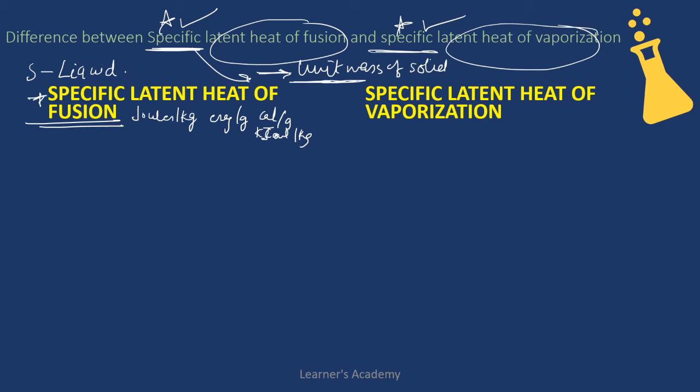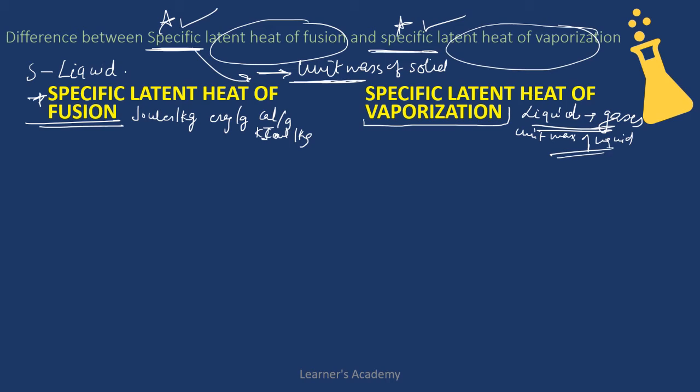And what is the specific latent heat of vaporization? The amount of heat energy absorbed at constant temperature by unit mass of a liquid to convert into gaseous phase is called specific latent heat of vaporization. Specific latent heat of fusion of ice is 80 kilocalorie per gram. Remember this. That table is given in the book, and you can remember all those values.